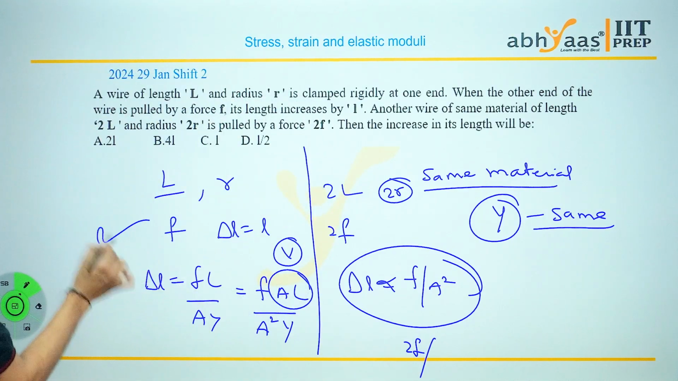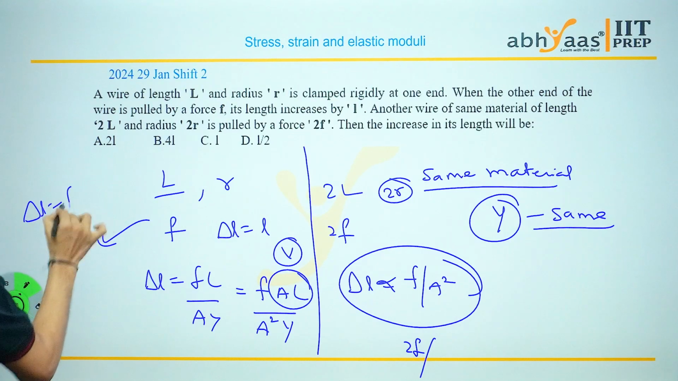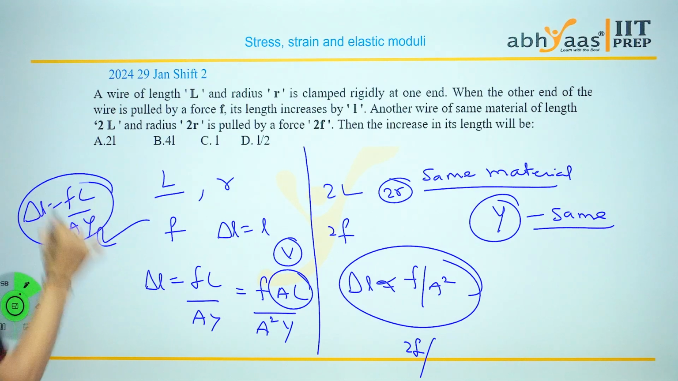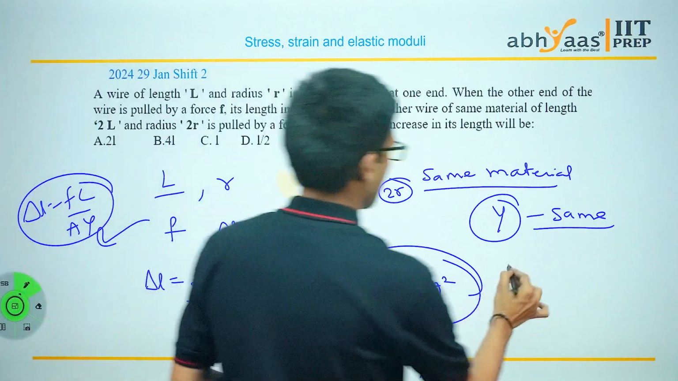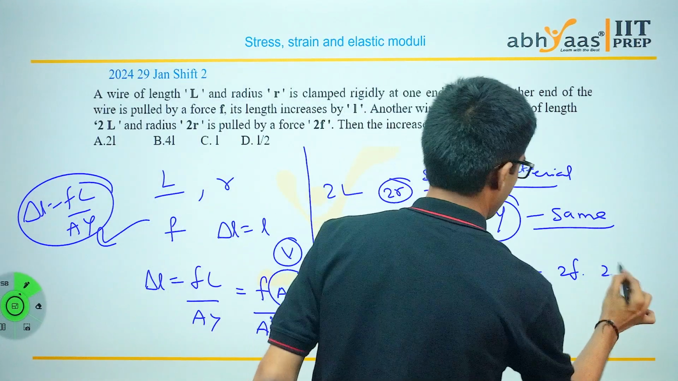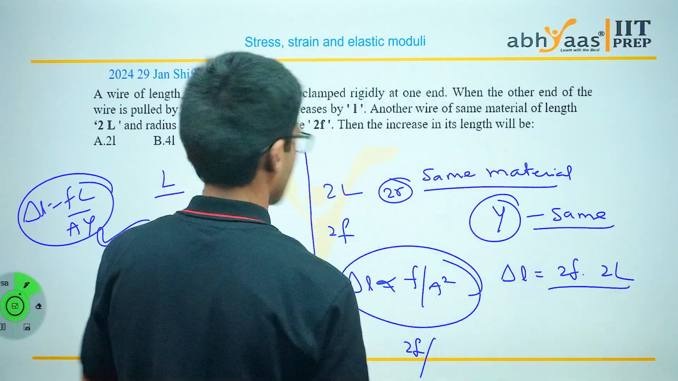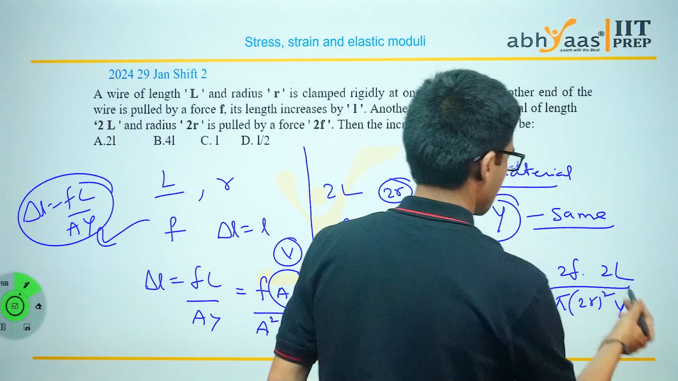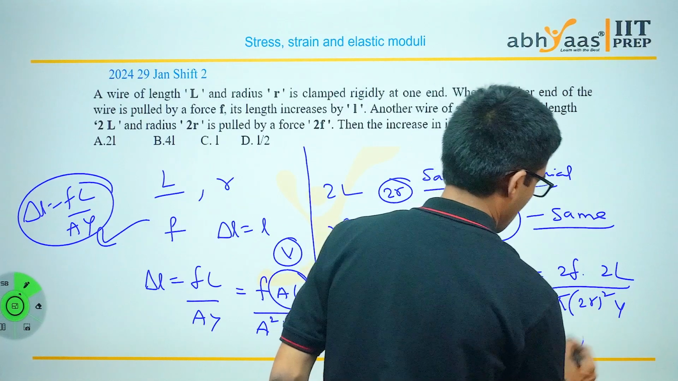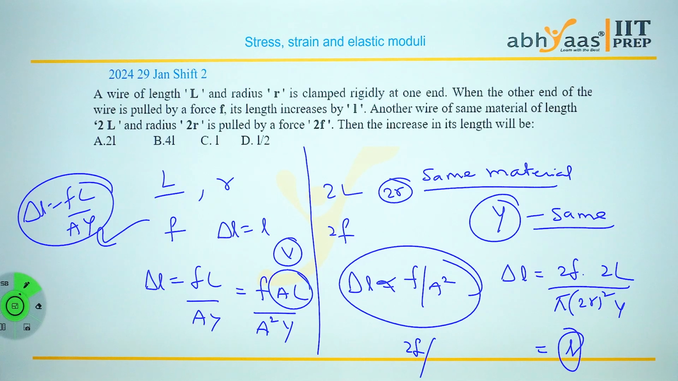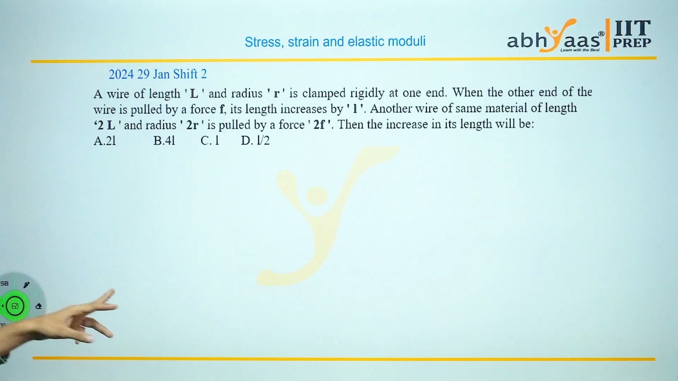Or you can do it like this also. Calculating delta L equals FL by AY. Here you can change delta L equals 2F into 2L, radius is 2R, pi into 2R square into Y. Like that also you can calculate. What will you get? L only you will get. So this is a simple question. The only thing is you have to change the values, just like the previous one.